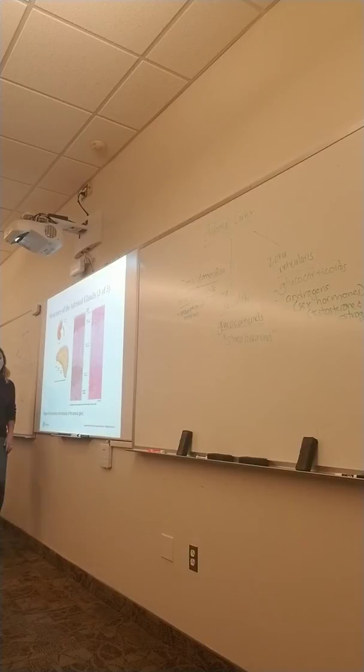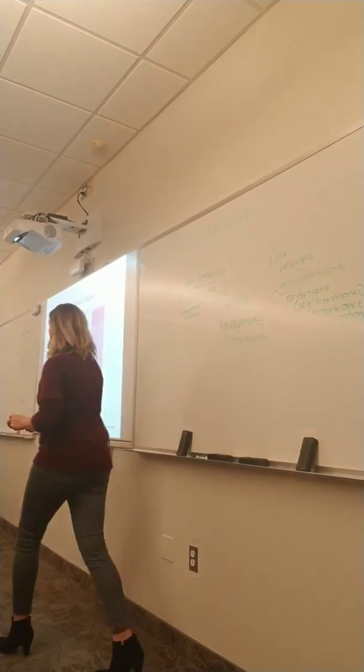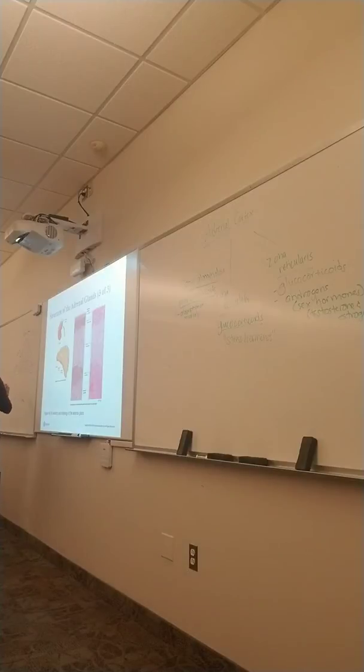Let me grab other colors and I'll just kind of illustrate it over here. So you have glomerulosa, fasciculata is next. This is why bringing multiple colors is helpful. And then reticularis is right on top of the medulla.